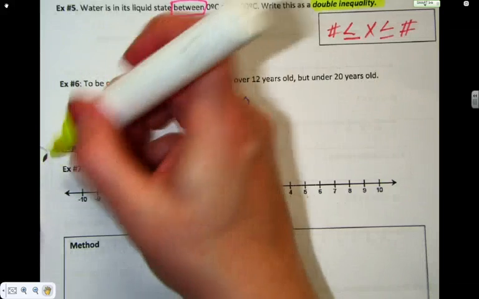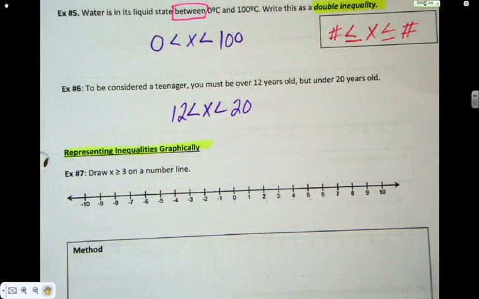The second thing we're going to do today is graphing inequalities. And after doing lines, these are so much easier.